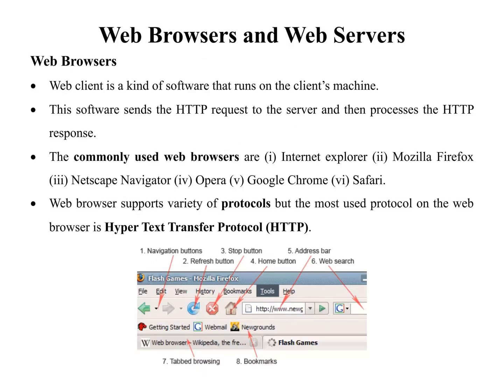Next topic is web browser and web server. Web browser is a kind of software that runs on the client machine. This software sends the HTTP request to the server and then processes the response. Commonly used web browsers are Internet Explorer, Mozilla Firefox, Netscape Navigator, Opera, Google Chrome, Safari. Web browsers support various protocols, but the most used protocol is HTTP.